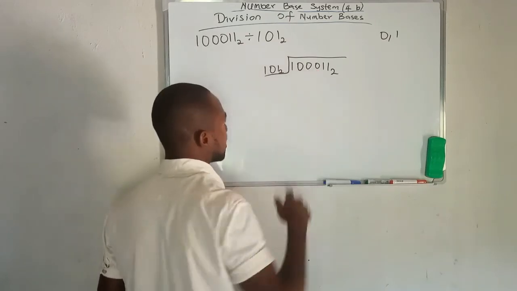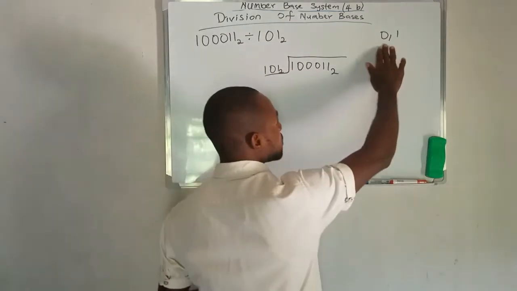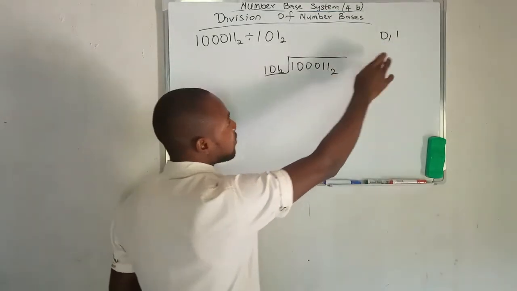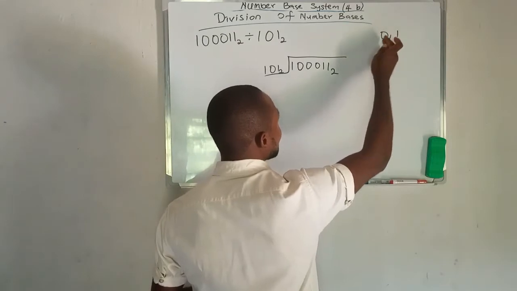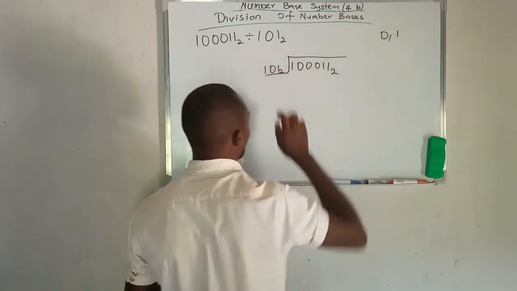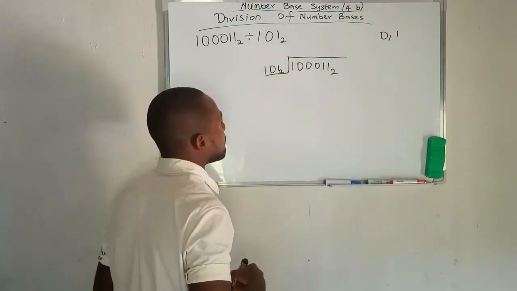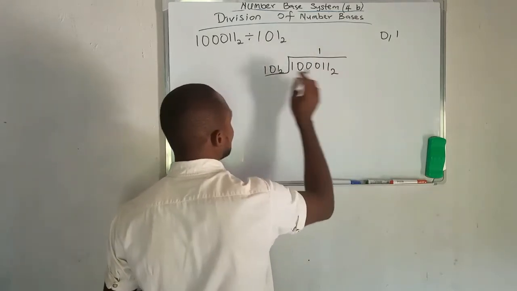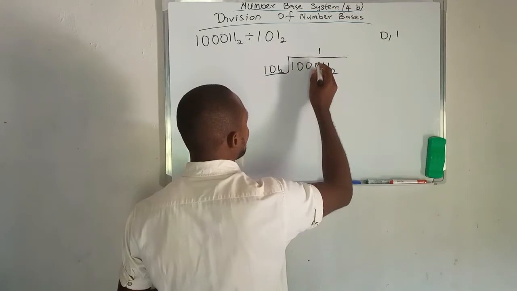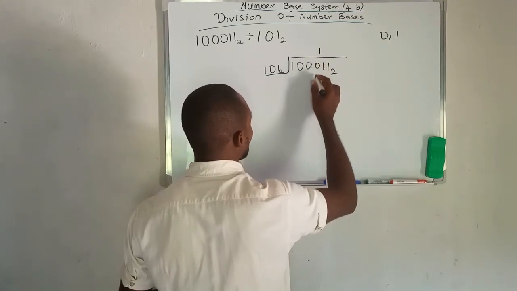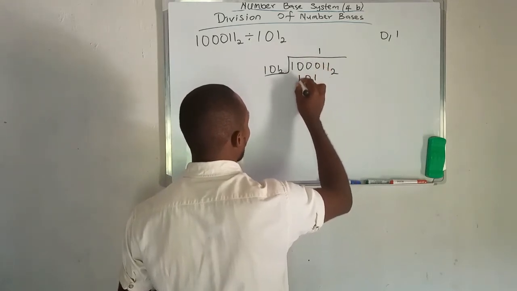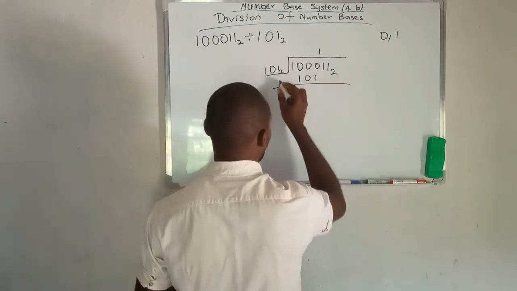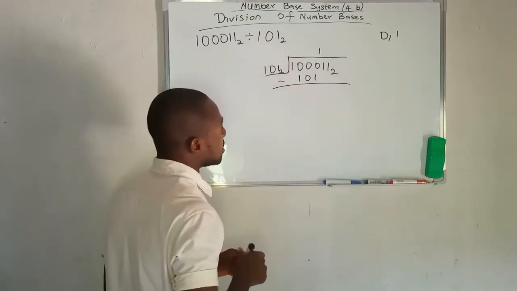divides 1000 here, but the numbers that we have in base 2 are 0 and 1. So whenever we pick a digit here, we are going to be multiplying our divisor with either 1 or 0. So we'll have 1 here, multiply this, and since we are picking this place, we'll have 101. So we subtract and check our result.